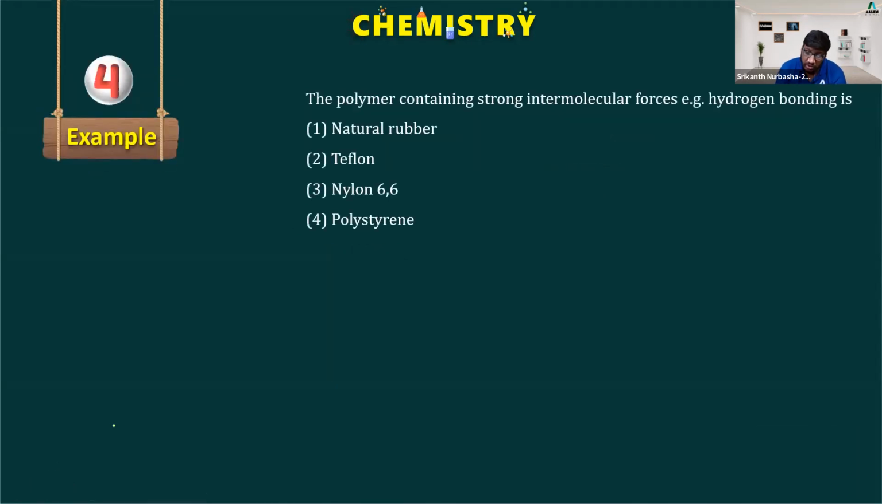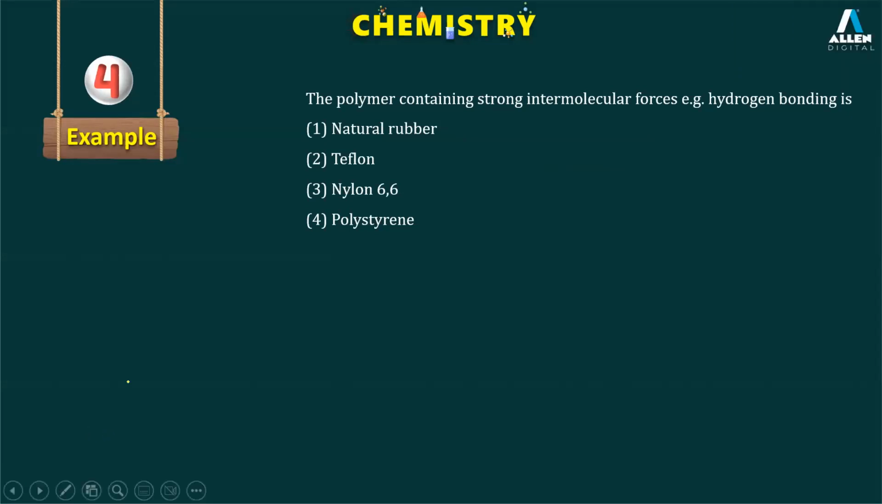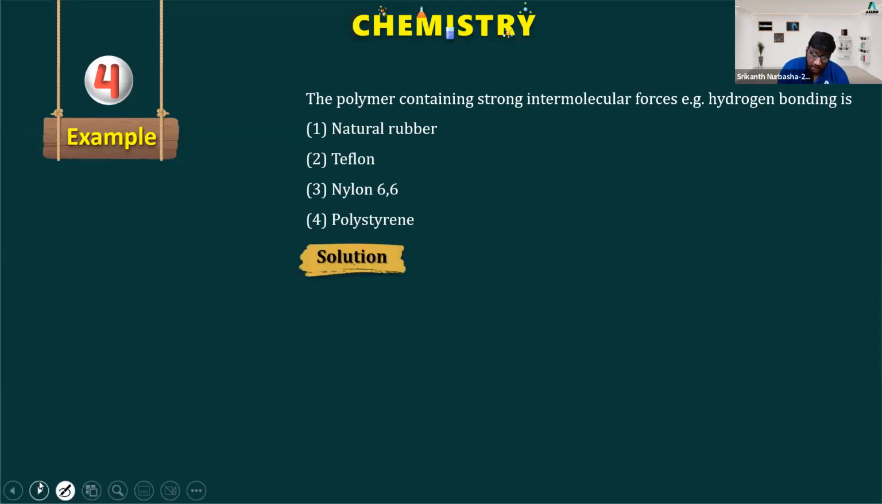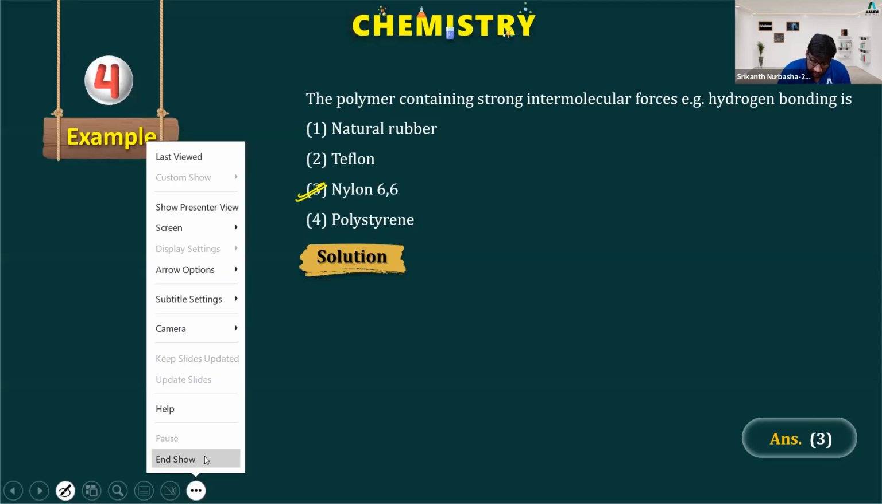The polymer containing strong intermolecular forces, for example hydrogen bonding, is nylon 6,6. Fibers will be having the strongest intermolecular force of attraction. So nylon 6,6, polyesters and polyamides come under this category. Okay, so this is all about your respective polymers, students.